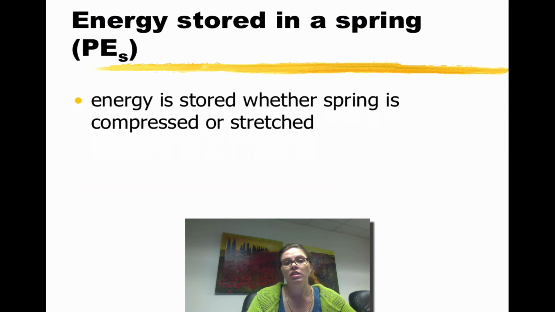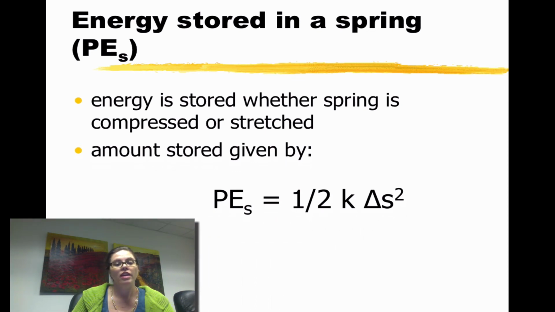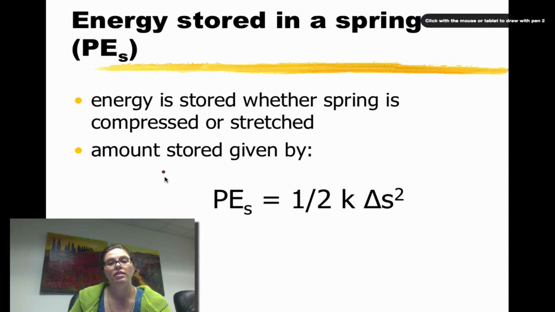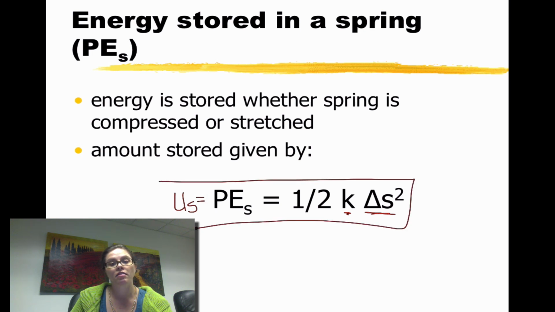So, energy stored in a spring. Energy is stored whenever a spring is compressed or stretched, and it's given by this equation. Energy of the spring is 1/2 K, spring constant, times change in S, the compression or the stretch, squared. Another way of writing potential energy for the spring again is US. And we will be using this in our next example.